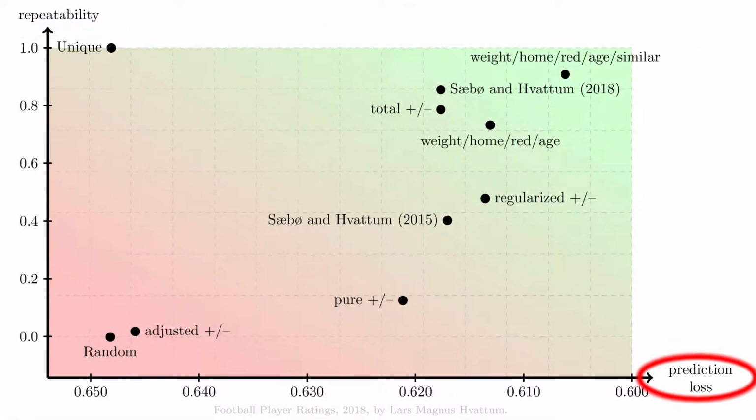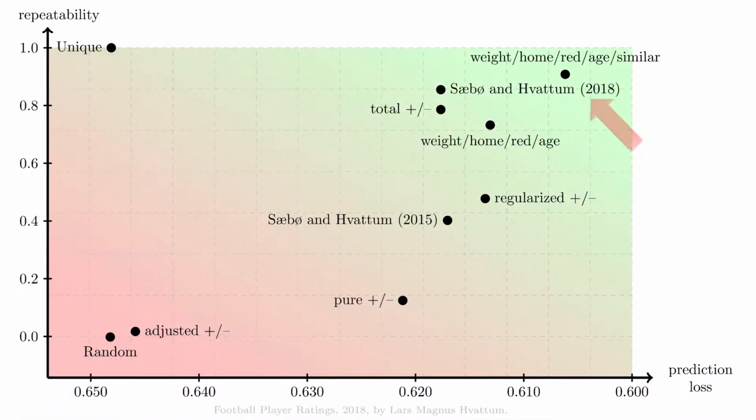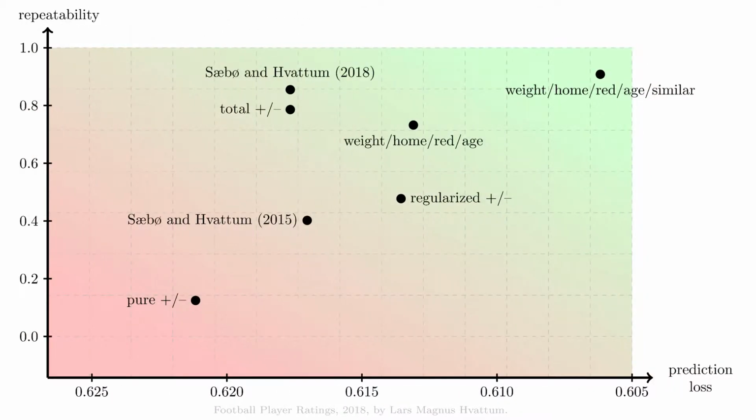The other criterion is based on our ability to predict the outcome of future matches. This is denoted prediction loss in this figure, and values further to the right are better. Here we have our current rating system compared to several other variants that we have discussed in previous videos. This image is a bit cluttered, so let us zoom in on the upper right and only include the better variants. Now, if we use a discount factor of 0, we obtain the current rating system.